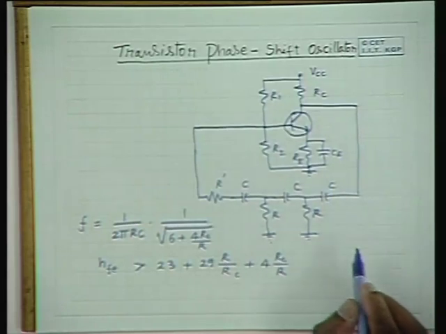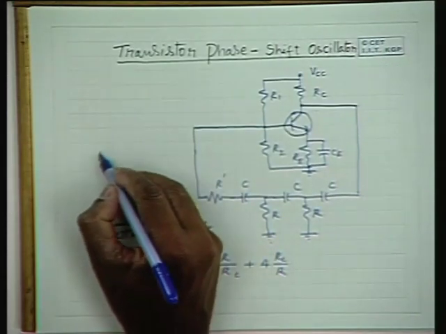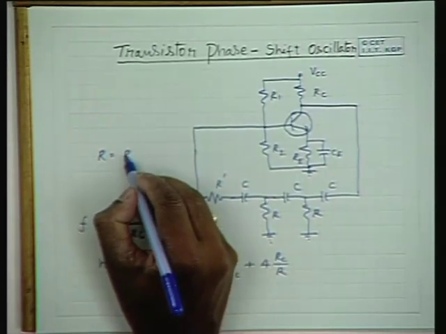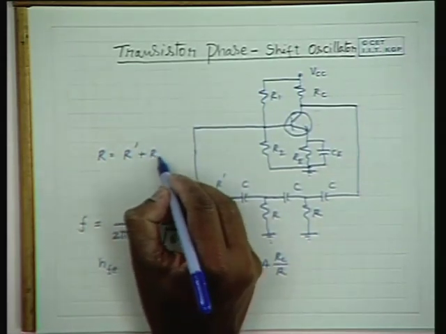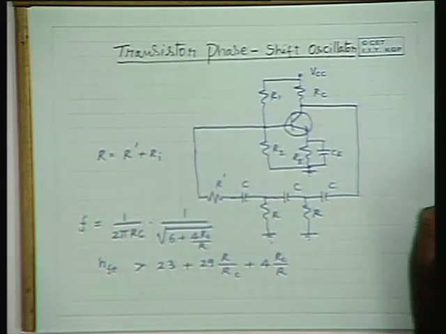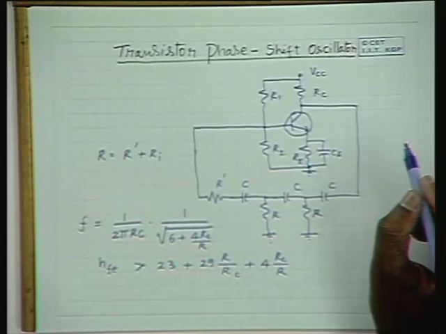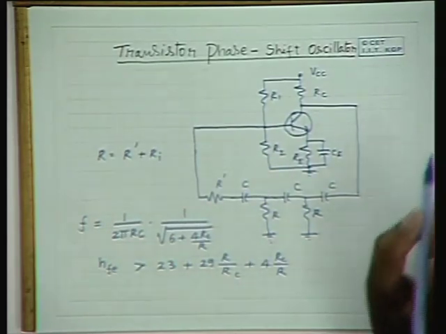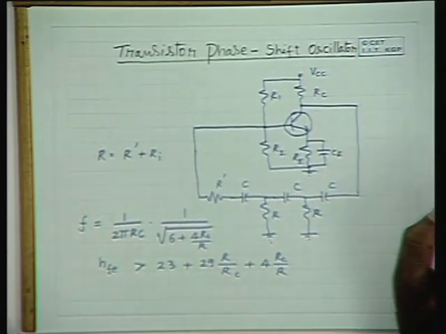Please note that the final stage has an R which is equal to, as I mentioned earlier, R dash plus Ri, and Ri is of the order of beta Re in the case of the RE model, and in the case of the hybrid model, this Ri is approximately equal to HIE.